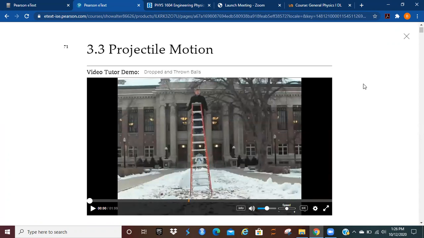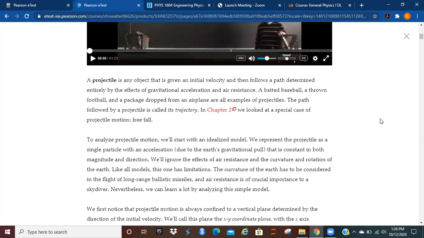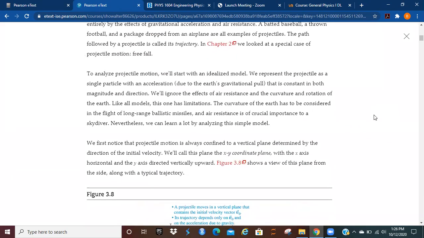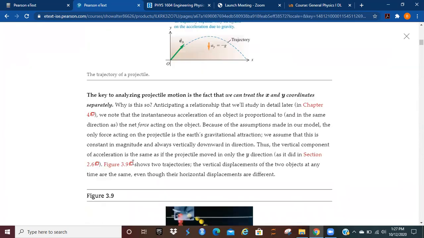You do have some tutor demos here that would be worthwhile to go through. You've seen our discussion there regarding the velocity. You can see here that a projectile moves in the vertical plane that contains the initial velocity vector v naught. Its trajectory depends only on v naught and the acceleration due to gravity. So there's nothing changing in the x direction, this initial velocity. The y direction, on the other hand, is always being changed because of gravity.